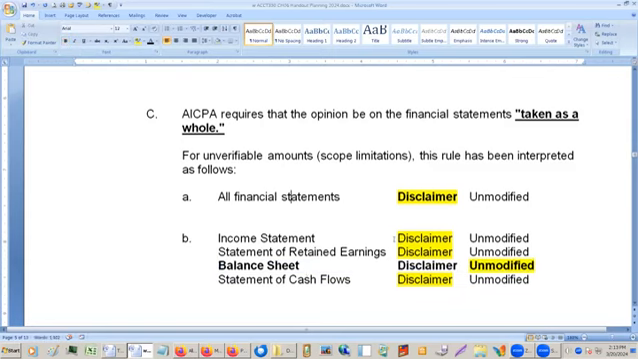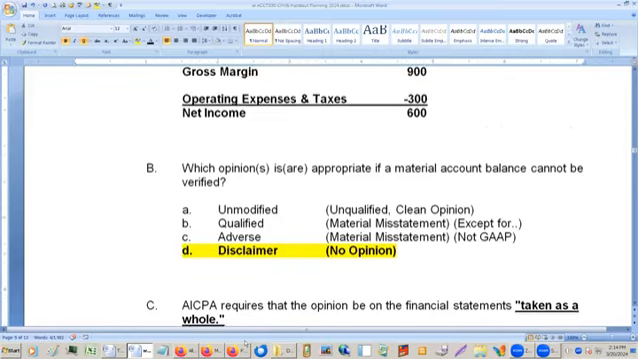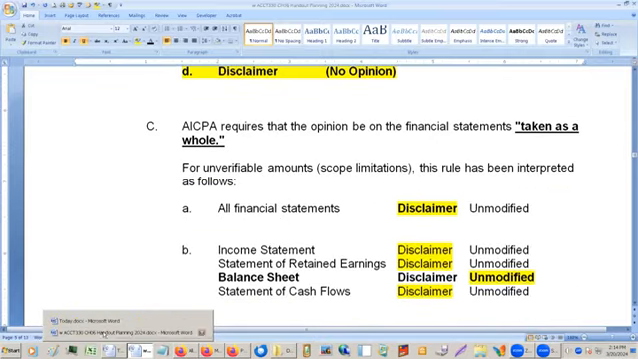You could give four different opinions: a disclaimer on the income statement, disclaimer on the retained earnings, disclaimer on the cash flow, but give a clean opinion on the balance sheet because everything is going to be at year end. This ending inventory, you verified that. So that's going to be on the income, it's going to be on the balance sheet. So, the stuff at year end, this is all, let me write that in. Because all this is at year end.